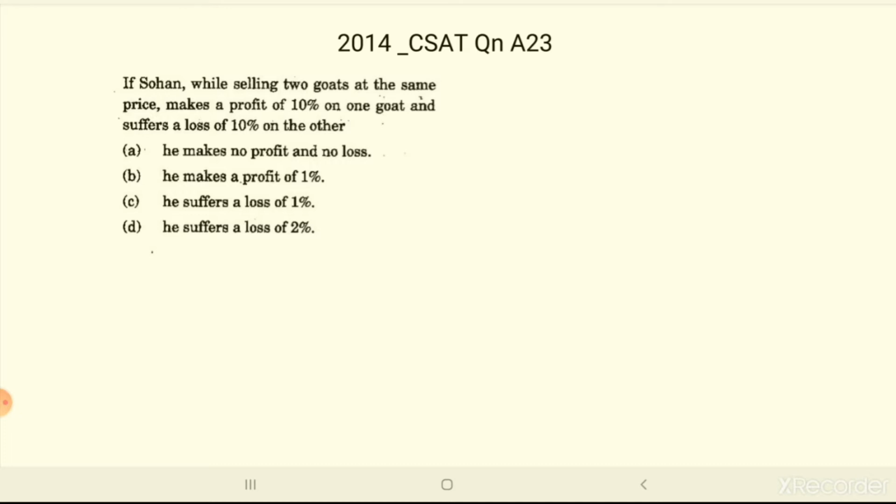Option A, he makes no profit and no loss. Option B, he makes a profit of 1%. Option C, he suffers a loss of 1%. Option D, he suffers a loss of 2%.